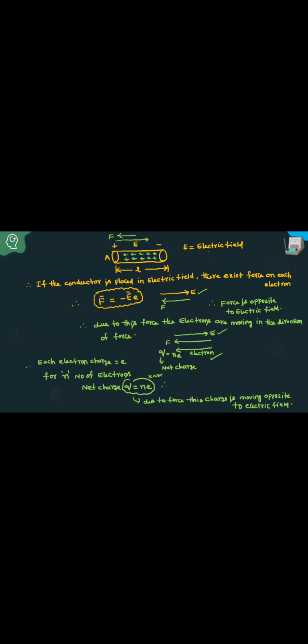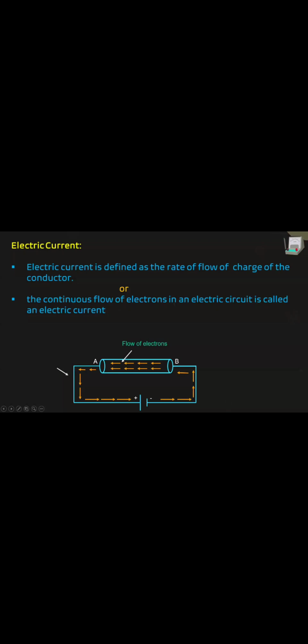Now with this knowledge, I have to define what current is. The electric current is defined as the rate of flow of charge in the conductor. In the conductor, charge is moving, and that rate of flow of charge is nothing but current. The continuous flow of electrons in an electric circuit is called electric current.